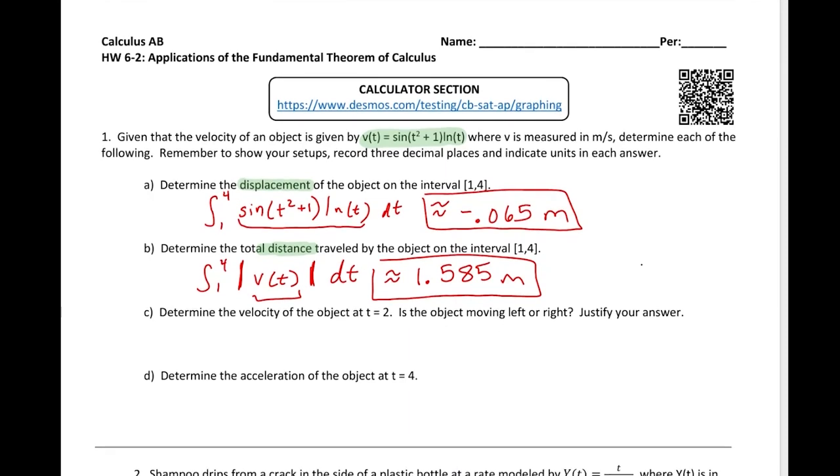Part C says determine the velocity at time equals 2, and is the object moving left or right? So what we need to find is v of 2. That's what we want to compute. And you'll definitely need a calculator for this because if you try to just plug in 2 into the function, you're going to have to calculate sine of 2 squared plus 1, so sine of 5. 5 is not a value that is going to be easy to calculate the sine of. Same thing goes for natural log. So this is why this is in the calculator section.